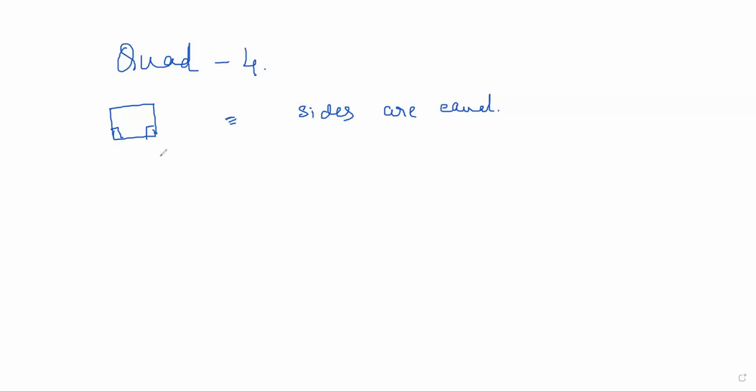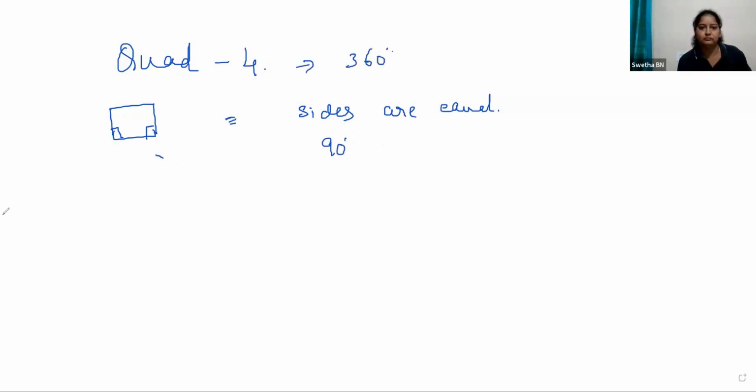Okay, good. So square means all the sides are equal. Each degree is 90 degree. What is the sum of all the angles of quadrilateral? 360 degree, ma'am. And what is the area? Area is equal to, all the sides are equal, right? So what is area of square? That is A into A, A square.